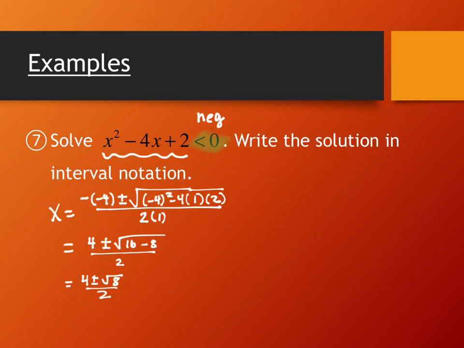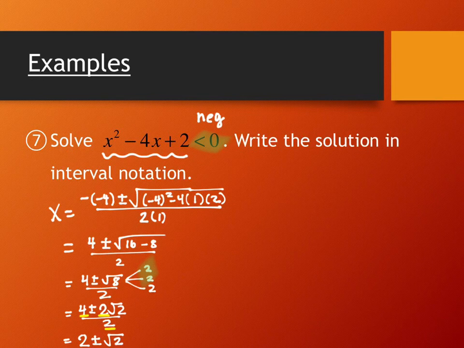8 factors, right? It factors into three 2's, so I'm looking for a pair of them to come out of a square root. This is 4 plus or minus 2 square root 2, and it's over 2. Since I have the 2's showing up here, here, and here, I can divide them all by 2, which will leave me with 2 plus or minus 1 times the square root of 2.